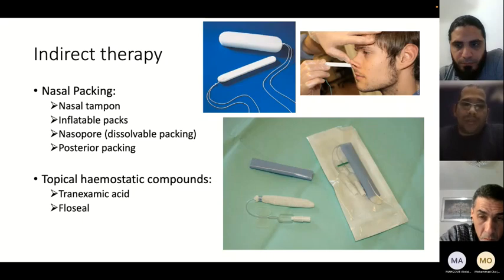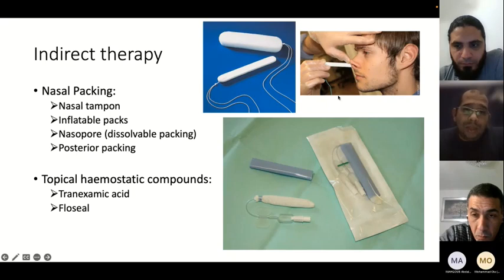So the indirect therapy is typically a nasal packing or a topical hemostatic compound. Nasal packing includes anterior nasal packing and posterior nasal packing. Anterior packs are like the nasal tampon. This is what we call Merocel.